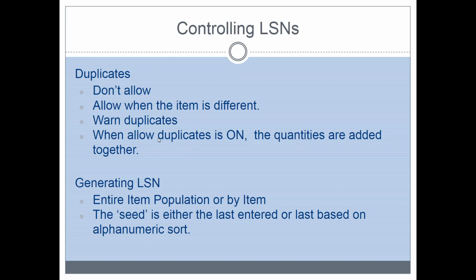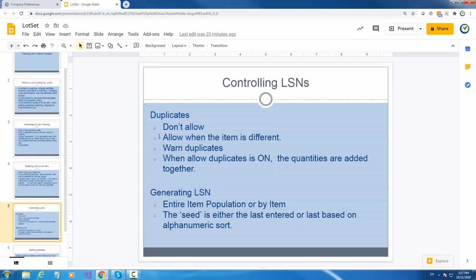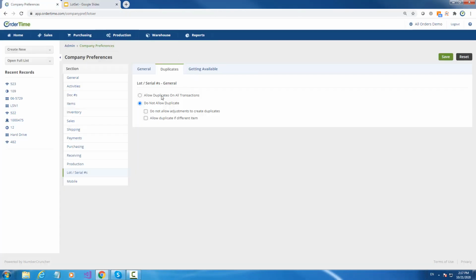So if you do allow duplicates and you receive, let's say, two serial numbers of the exact same thing, we'll add it together. Okay, so that's why you may see a serial number with a quantity of 2, which doesn't make sense. If you want to prevent that, you would choose not to allow duplicates at all. Now, in this one, we generally leave this unchecked because in adjustments, we want to be able to adjust serial numbers in and out of inventory, so we'd leave that unchecked.